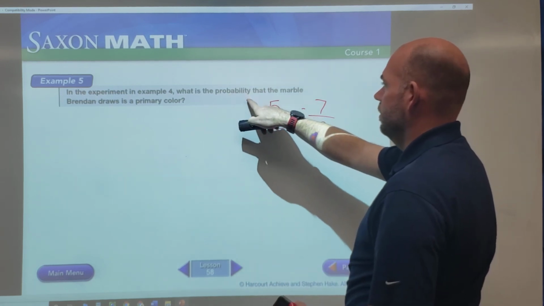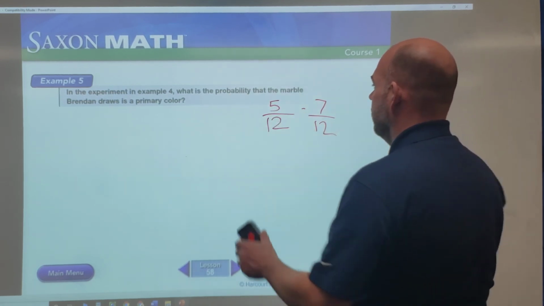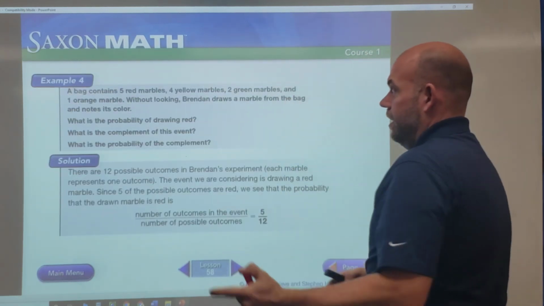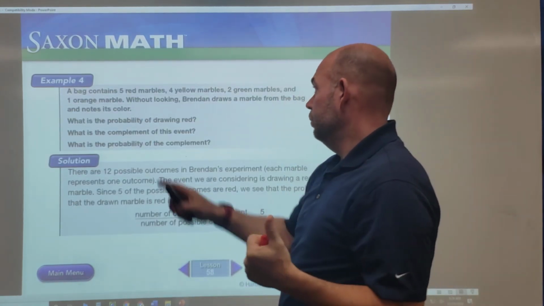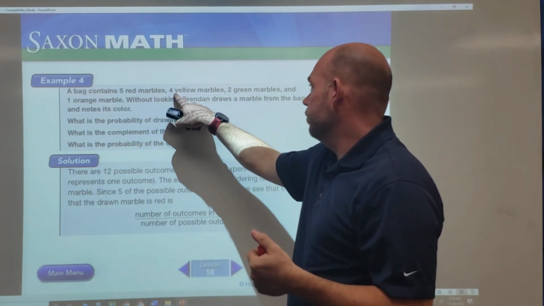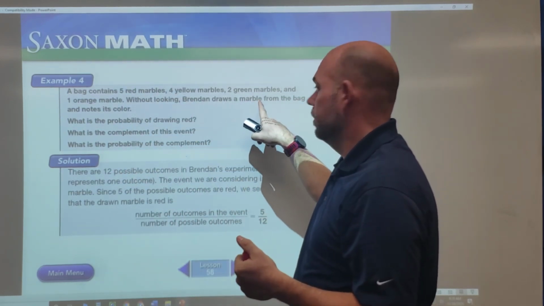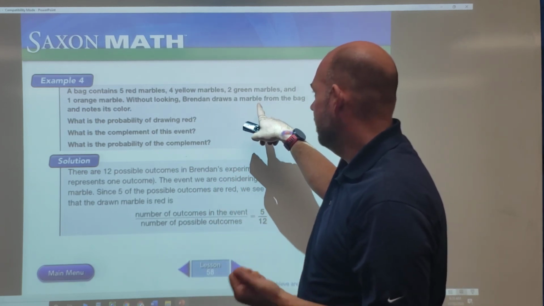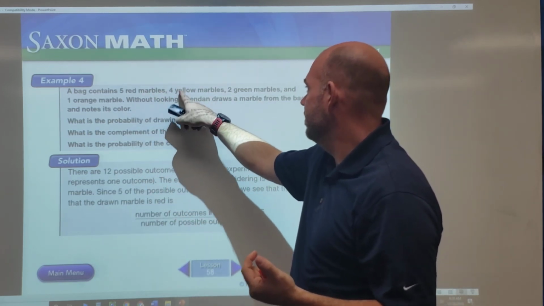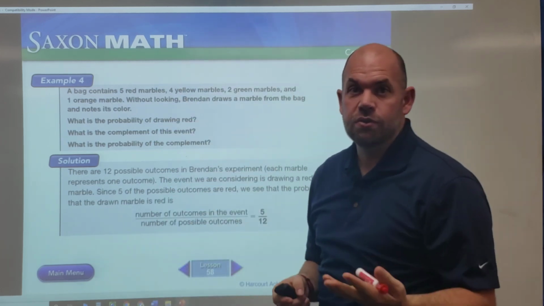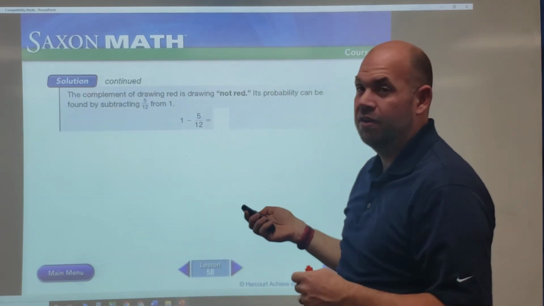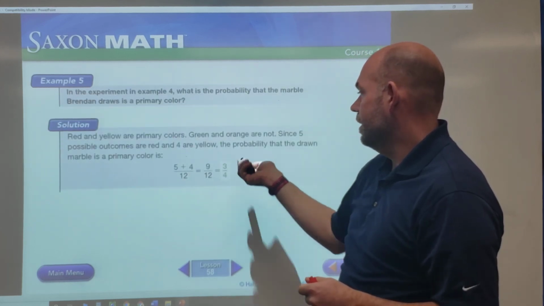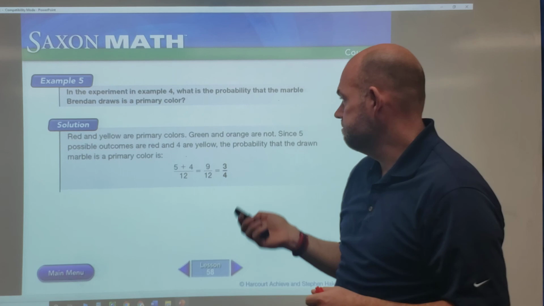And what's the probability the marble drawn is a primary color? So we have to go back to the problem, and we'll just add up. Primary, remember, is red, yellow, and blue. So red is 5, yellow is 4, and I don't see blue, so that would be 0. So 5 plus 4 is 9. 9/12, we'll just reduce that. 9/12 reduces to 3/4. And that's what we get for our probability there.